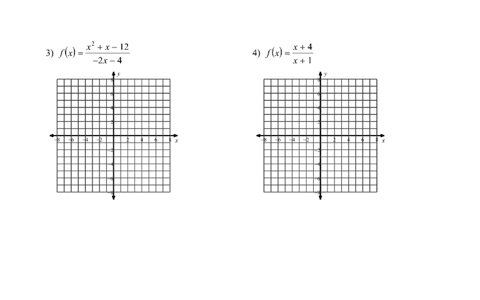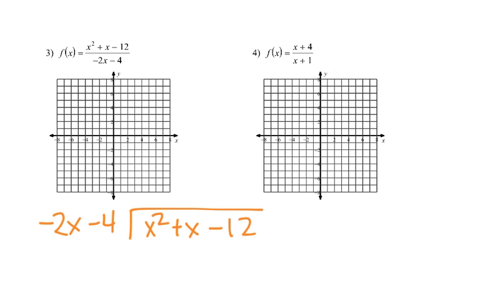Okay, number 3, same idea. I've got that slant asymptote. So once again I'm going to have to use long division. So negative 2x minus 4 divided into x squared plus x minus 12. I'm going to have to multiply by a negative 1/2 x, because that will give me positive x squared. Negative 1/2 times 4 is a positive 2x. Change the sign and then add them. That becomes 0, 1 minus 2 becomes a negative x minus 12. Bring that down.